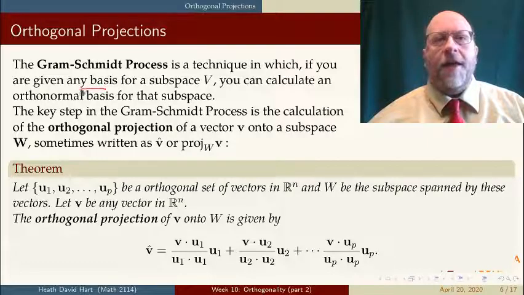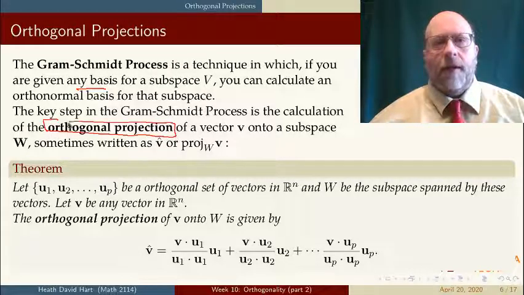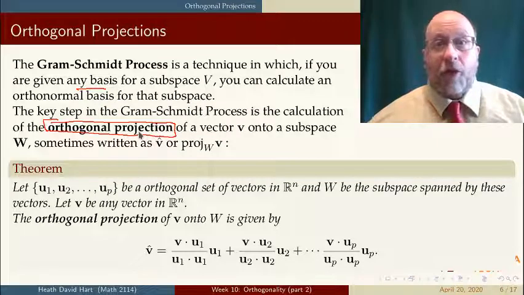If you're given any basis for a subspace, you can calculate an orthonormal basis for that subspace. We haven't defined what orthonormal means yet. We've only defined what orthogonal is. We'll get to this in a moment. The key step in the Gram-Schmidt process is the calculation of what's called the orthogonal projection. This isn't the entire process. This is the hard step in the process. And so let's walk through this step first.